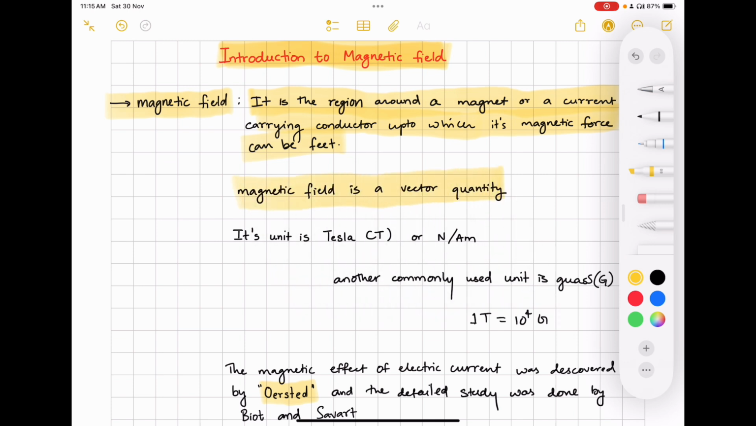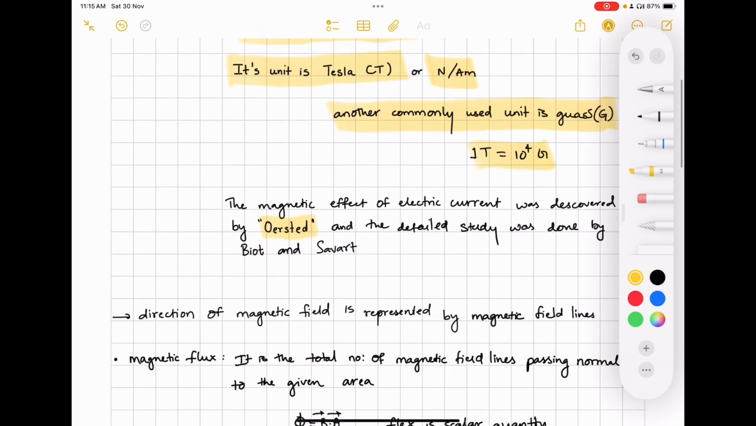Magnetic field is a vector quantity. It has both direction and magnitude. The common unit of magnetic field is Tesla or Newton per ampere meter. Another commonly used unit of magnetic field is Gauss, and 1 Tesla is 10 to the power 4 Gauss.